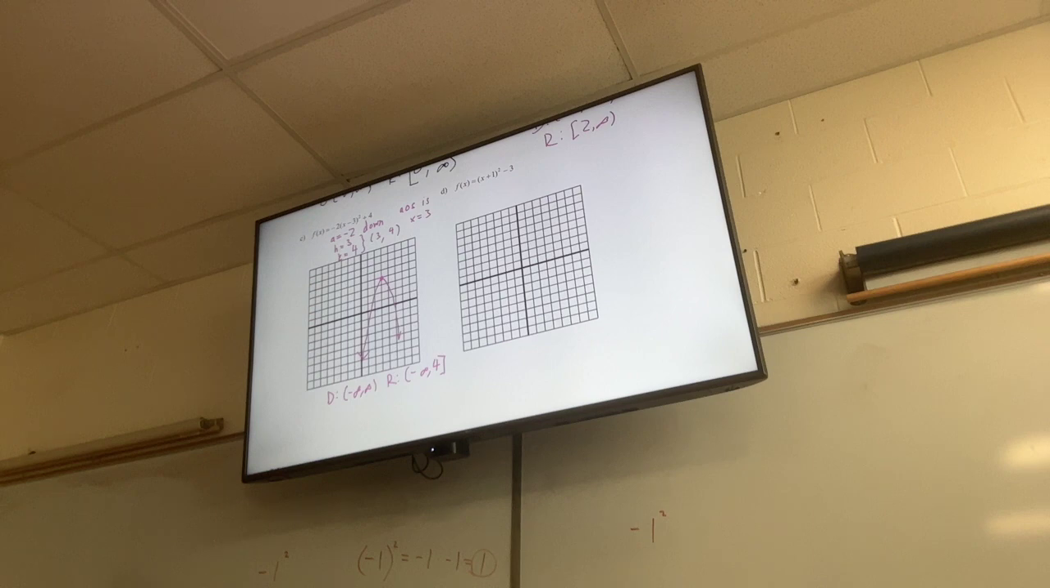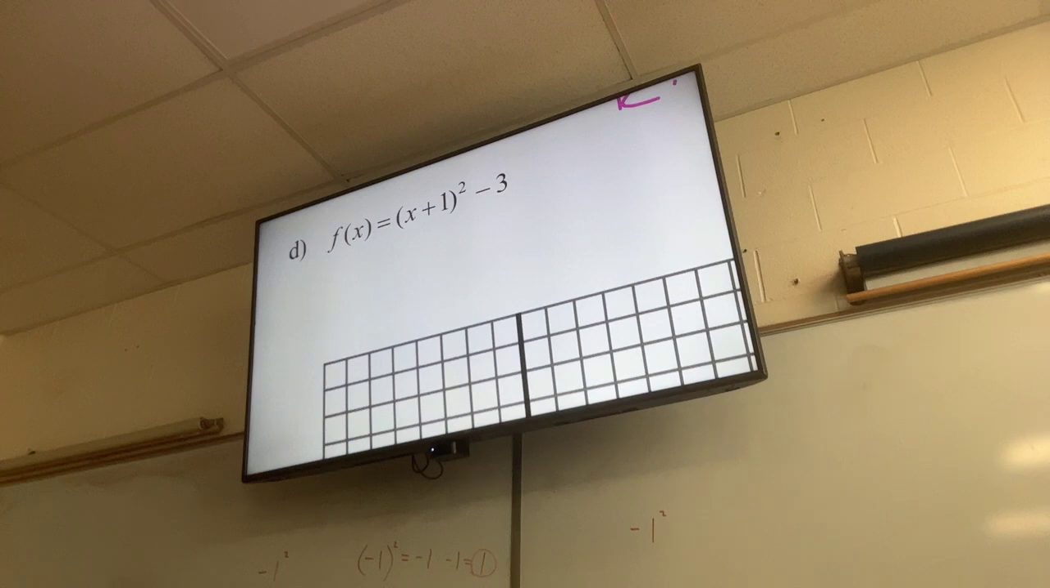Can I move on to D? What's my A here for D? 1. So am I going to open up or down? What's my H? -1. What's my K? -3. Wait, I thought the first one was H, but the first one was A. All right, then what's my vertex, if I know H and K? What's my AOS?